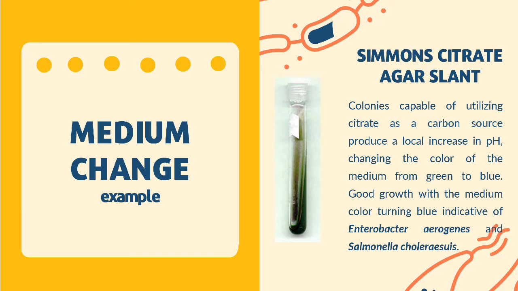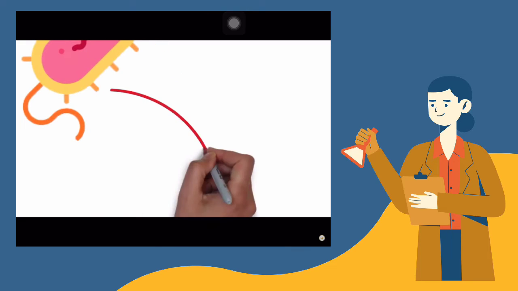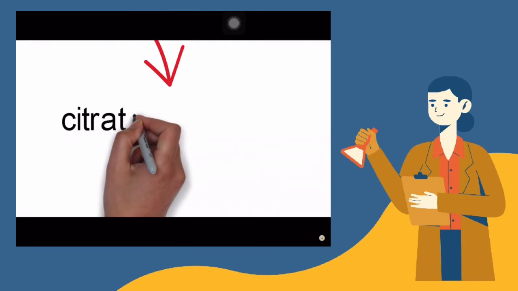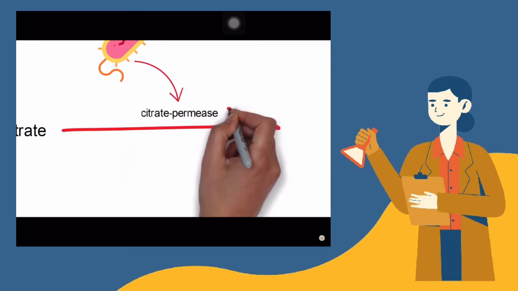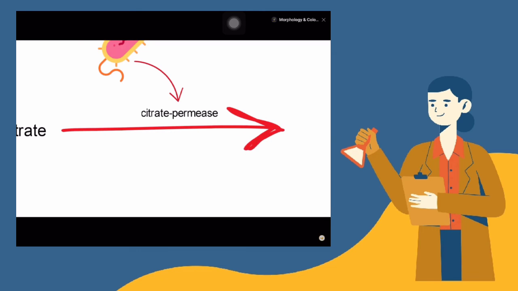Medium change. An example of medium change in agar slants is Simmons' citrate, which is used to test an organism's ability to utilize citrate as a source of energy. Some types of bacteria can grow on this medium and produce an enzyme called citrate permease, which is capable of converting citrate to pyruvate and carbon dioxide.